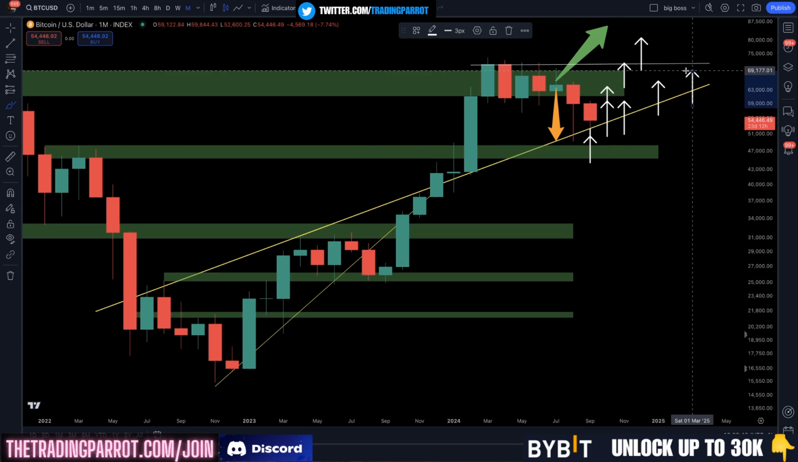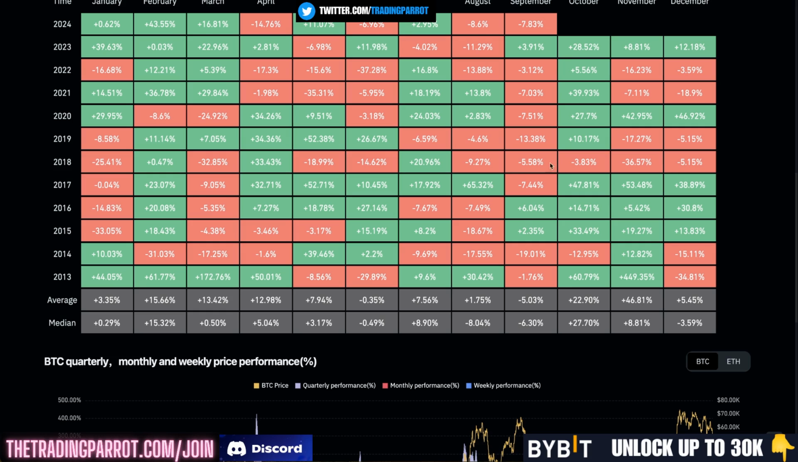If we look into the past performances of September, we can see that the average is in the red, but it's not as substantial as most people might expect. We have an average of -5 and a median of -6. And in the equivalent years, starting with 2020, we have a -8, 2016 is positive, and we don't have 2012 in this particular table.